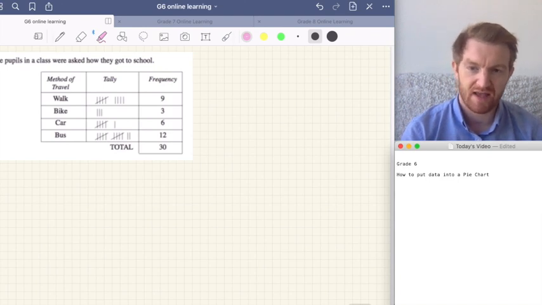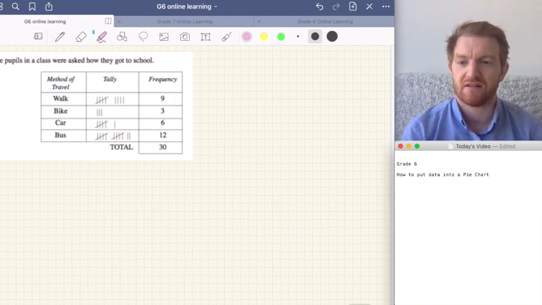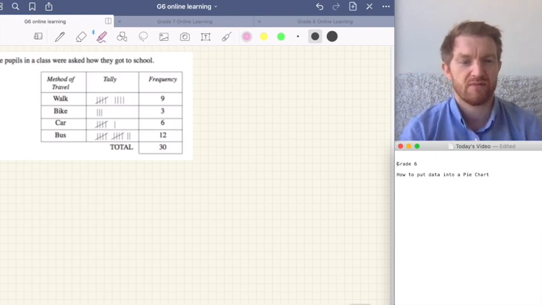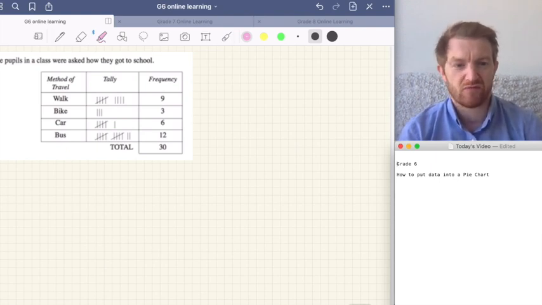Here is a table showing some information about pupils, and I think we talked about this before when we were talking about choosing averages. Here we have some data where we're looking at how people got to school. We've got walk, cycle, car, or bus. And we've got 30 people. I've done a little tally chart, and we've got our frequency. So 9 people walked, 3 people took the bike, 6 people got in a car, and 12 people took a bus. Okay. So we want to convert this into a pie chart.